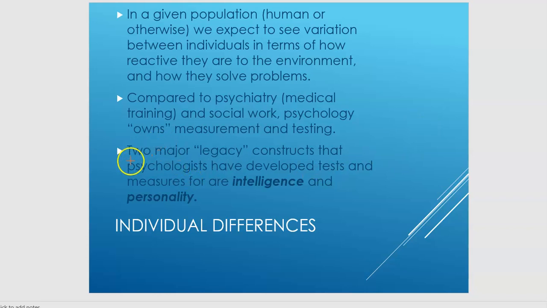Now, in terms of the kinds of things that psychologists have, I used the word constructs earlier, the types of categories of individual differences that psychologists have developed tests and measures for. The two major legacy constructs are intelligence and personality. And the measurement of intelligence, especially, goes back to the beginning of the 20th century and extends a little bit further back. And measurement of personality is not quite as old, but it's close.